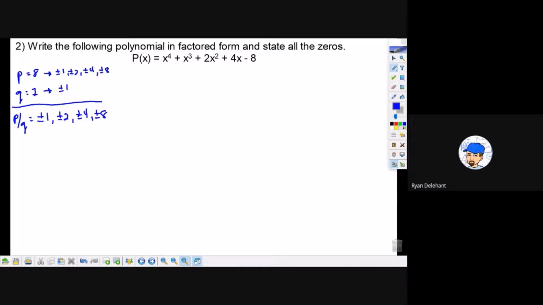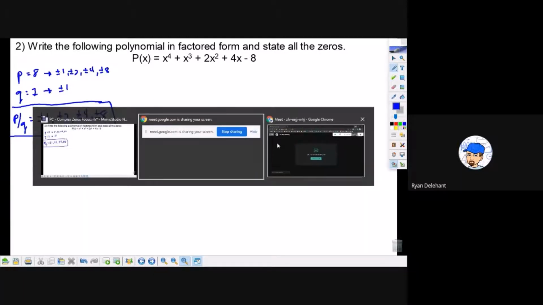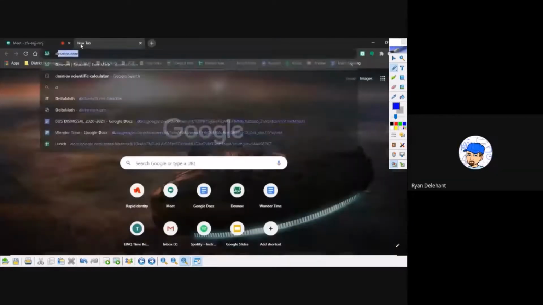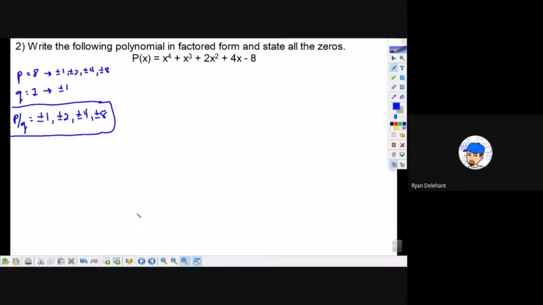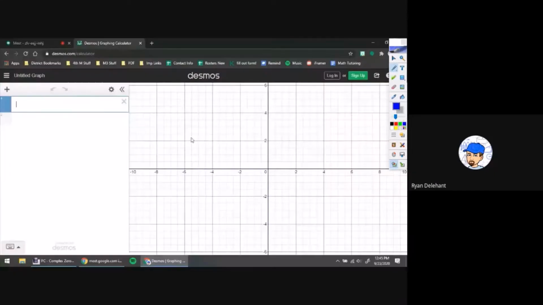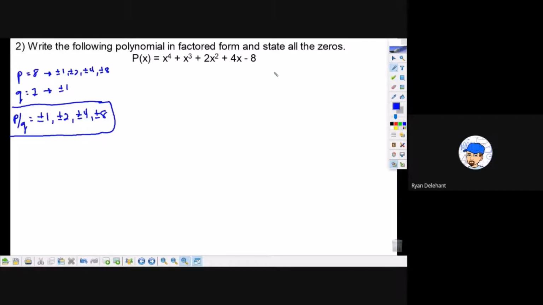Now, for the ones that we're going through, you're going to have some sort of rational zeros to find, okay? So some of these have to work. What's the easiest way to see which ones work? Well, let's look at it and see what we should start with. We had x to the fourth plus x to the third plus 2x squared plus 4x minus 8.